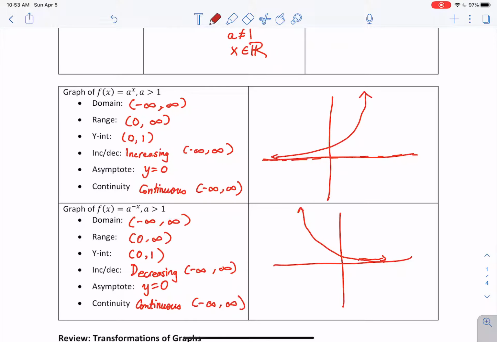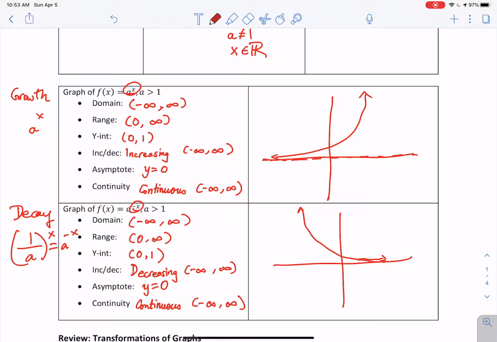So 2 ways to make growth and decay. One way is look at the exponent. If the exponent is positive or negative, as long as your base is greater than 1, that's going to shift positive to negative. The other way is if we say a to the x is growth, for decay, we can go 1 over a to the x, right? That's the same as a to the negative x.